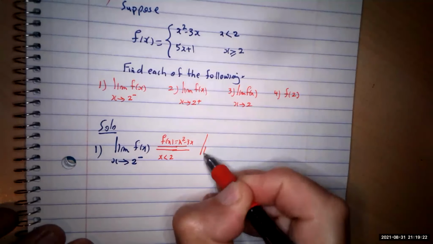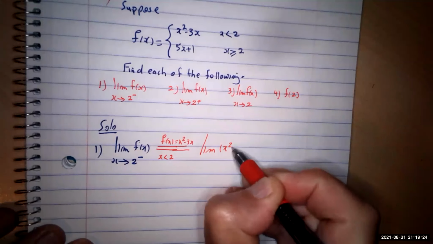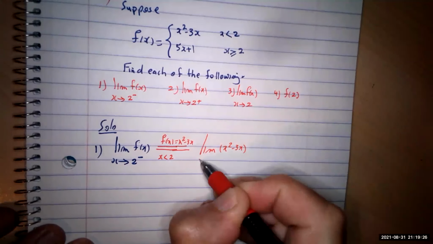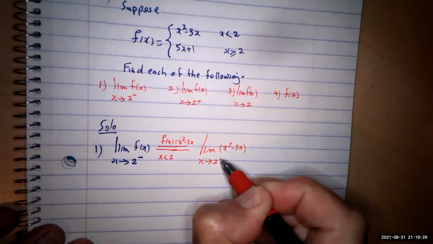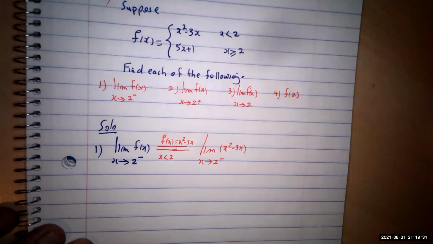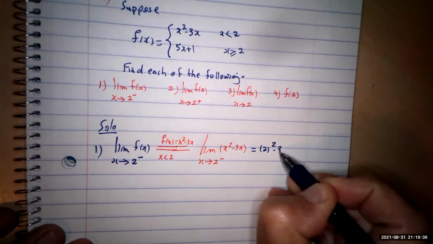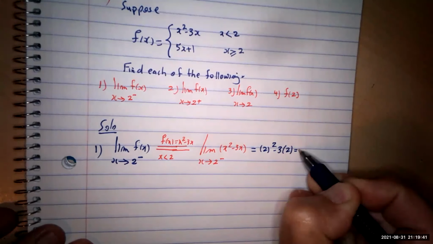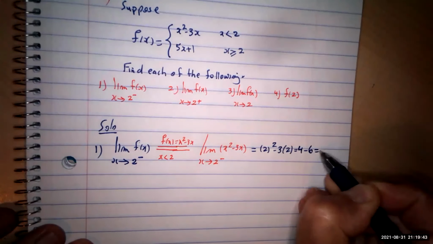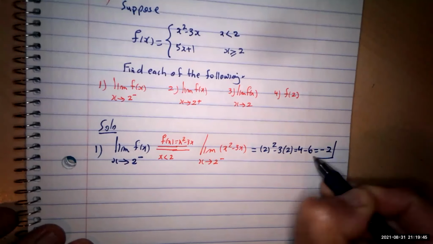So you have to find the limit of x squared minus 3x when x goes to 2 negative. From now on, it's just a substitution. Because the number is 2, you know that this is just a direction. So this means it's going to be 2 squared minus 3 times 2. 2 squared is 4 minus 6, negative 2. This is the left limit.